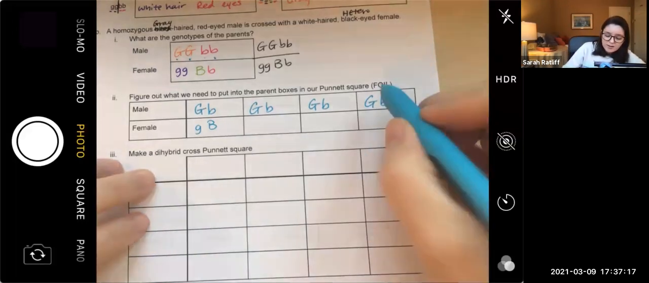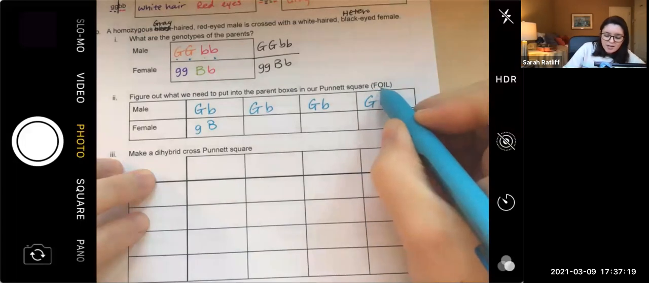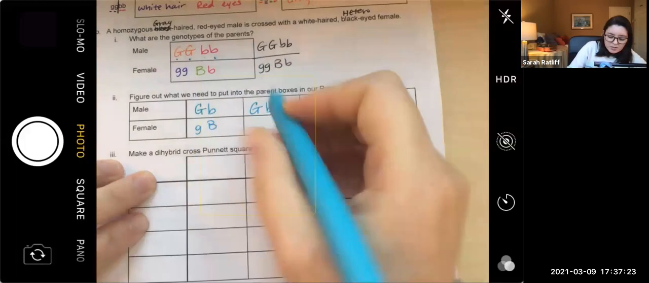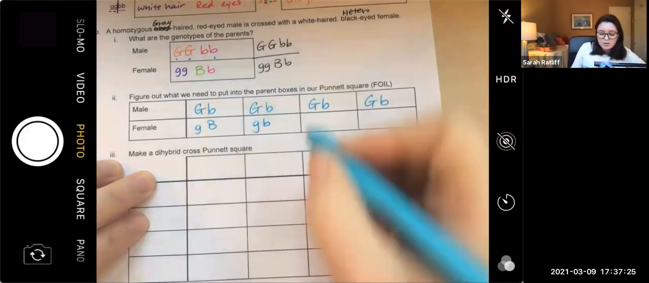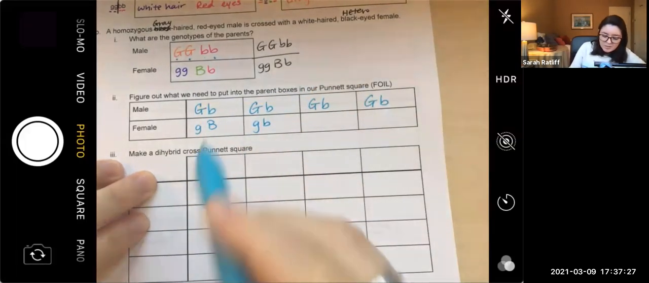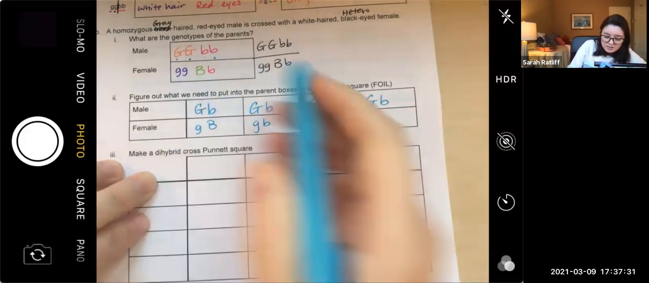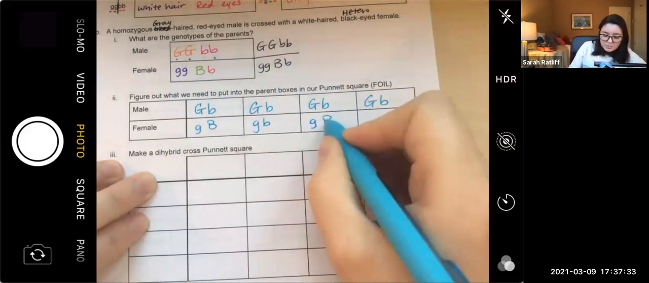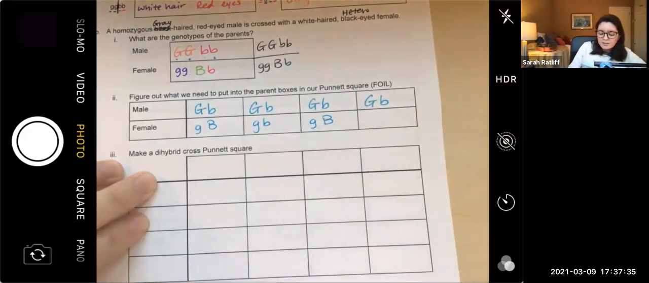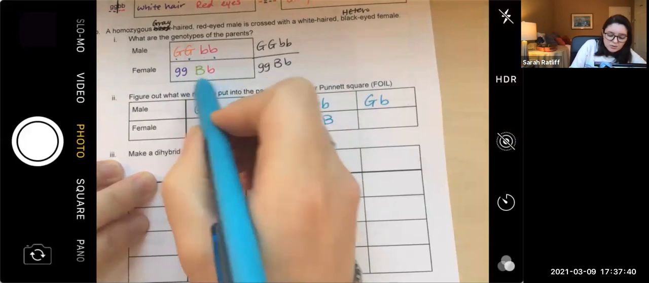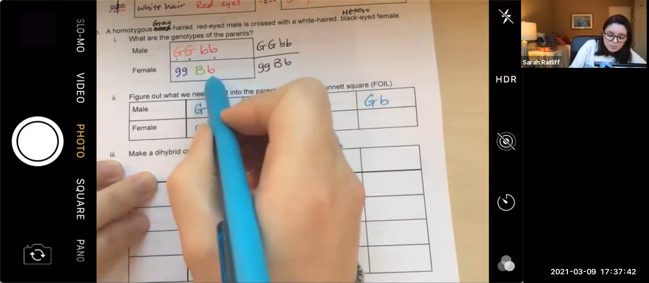All right, so we did our F. Now we're going to move to the O, the outside. What are the two outside letters here? Little g, little b. Awesome. All right, now we need the I, the two inside letters, little g, big B. And the L for last. What are our two last letters of each of our two different traits? One G, one B, both little.